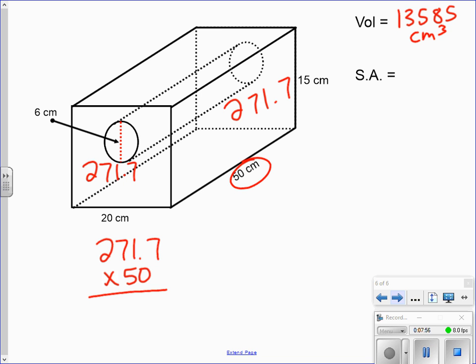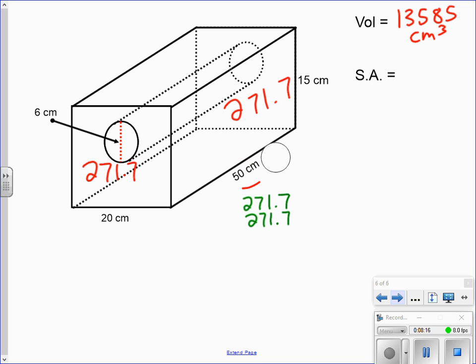Surface area, well, that's more work. In fact, it's going to be a lot of work on this one because it's a cylinder. But let's add up the sides that we know so far. We've got 271.7 and 271.7 is the front and back. Okay. Now we got to get the sides.